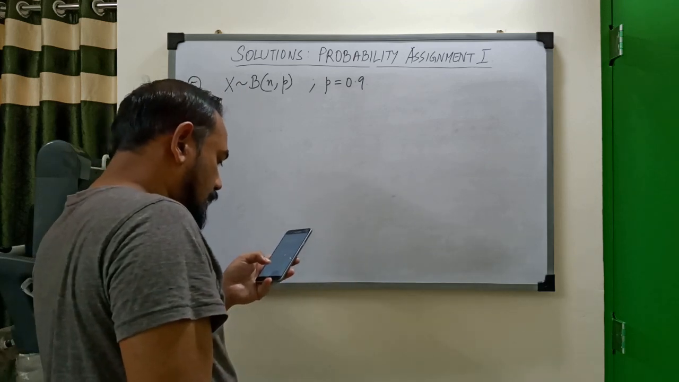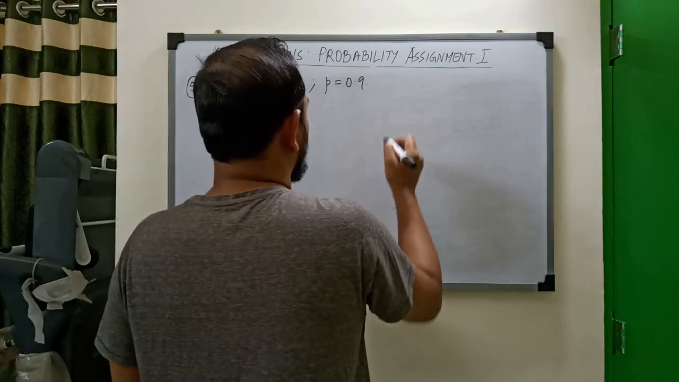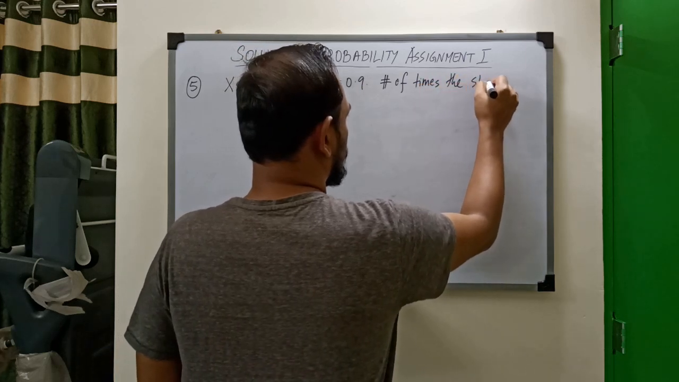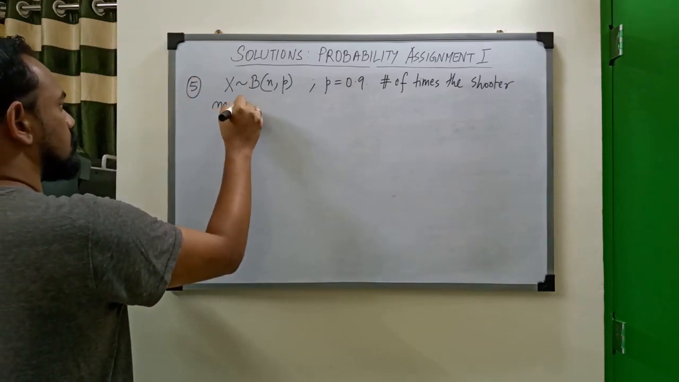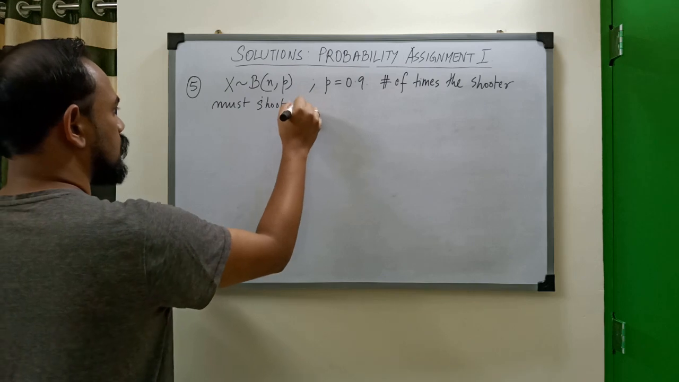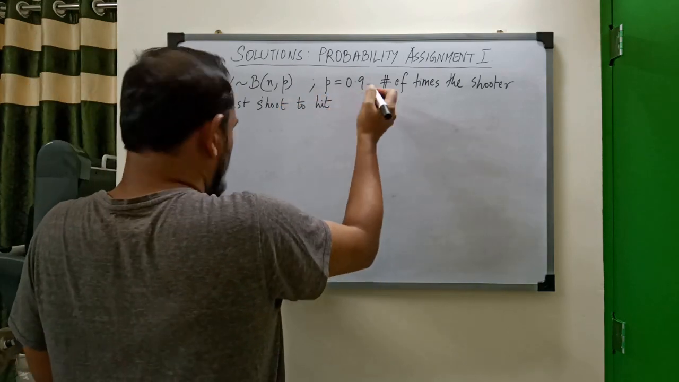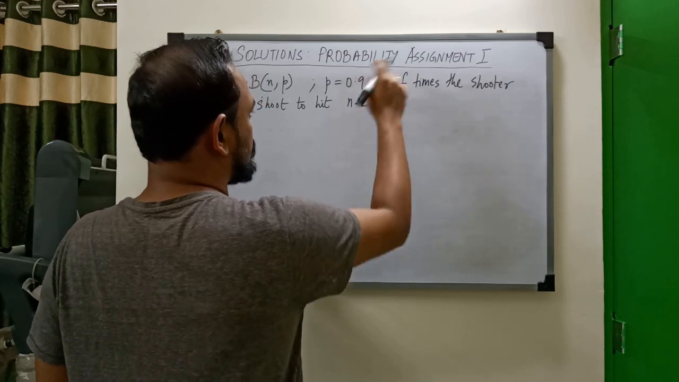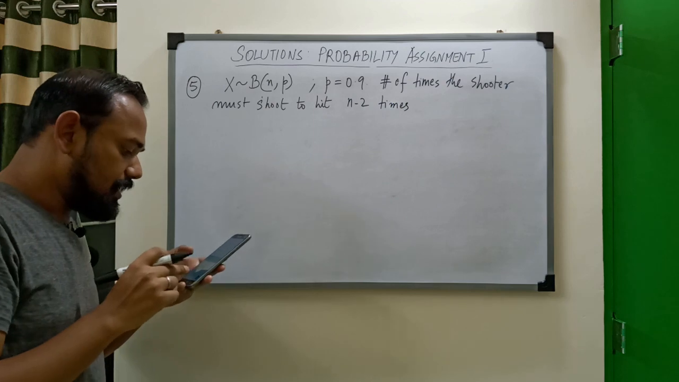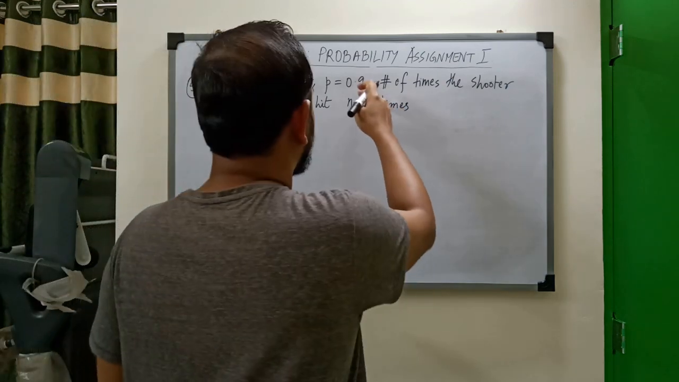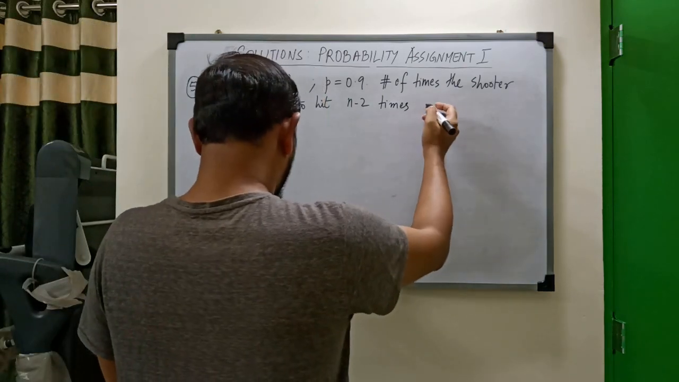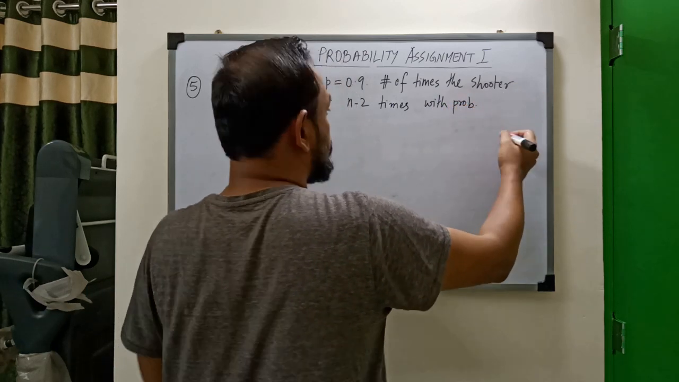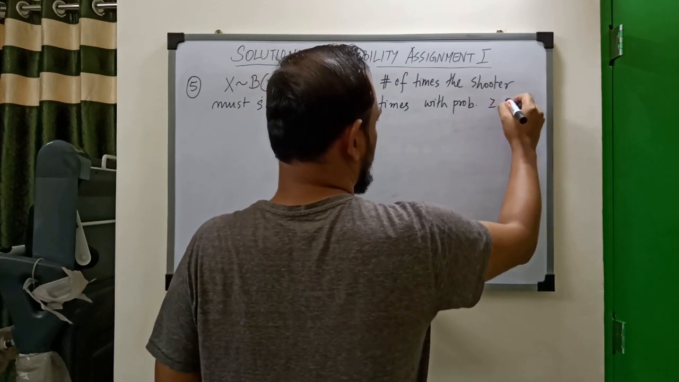The question is, how many times must the shooter shoot to hit the target n minus 2 times, where n is the number of times the shooter shoots? So here in the problem it's given that the shooter hits the target 2 less than the number of times it shoots. I'm taking that the shooter hits the target n minus 2 times with at least a 50% chance, with probability greater than or equal to 0.5 or half.